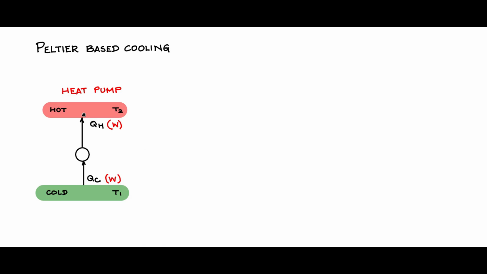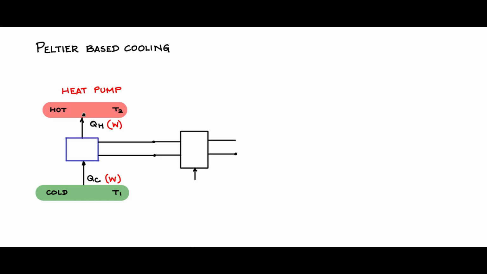Let us replace this heat pump with a square box resembling the Peltier element, having two electrical terminals, as shown like this. Now to the electrical terminals we connect the output of a DC-DC converter. So this is the output of the DC-DC converter. Power is flowing like this.